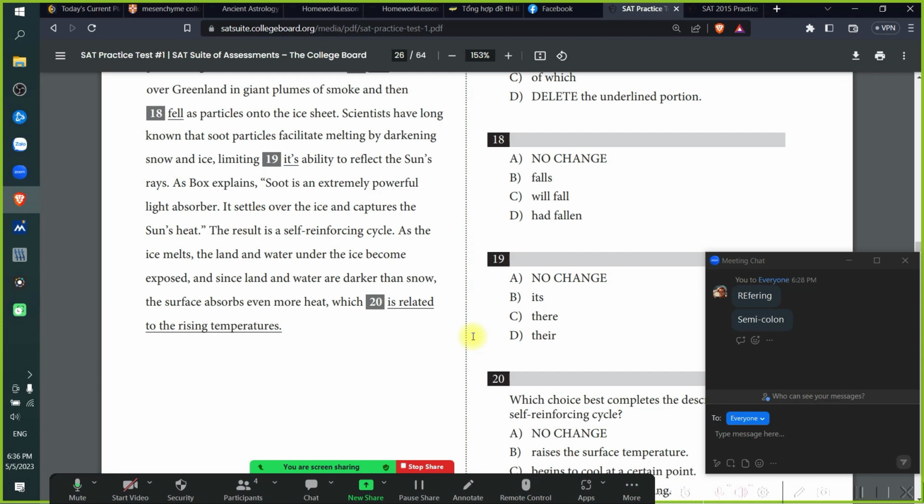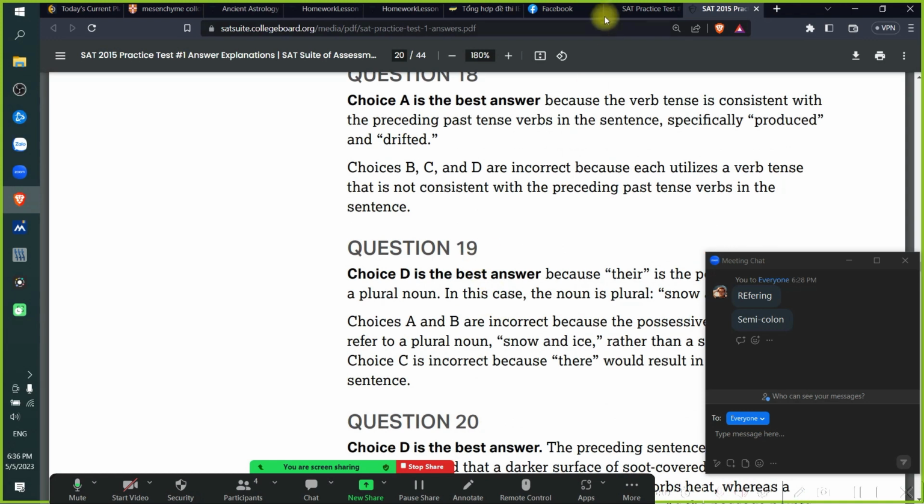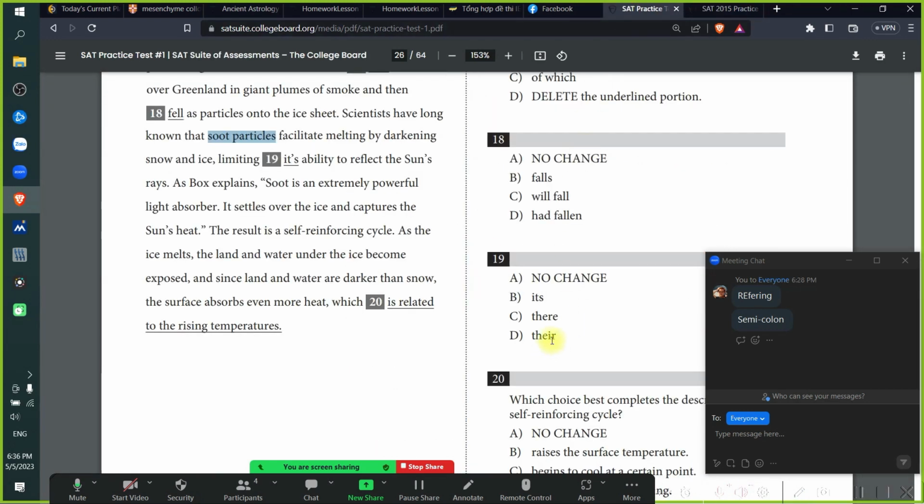Okay, so 19, what do you choose? D. Limiting their ability. Suit particles. So this is plural, isn't it? Số nhiều. So you have to use 19. It's D. Limiting their ability because plural form. There. So nhiều. To reflect the sun's rays.